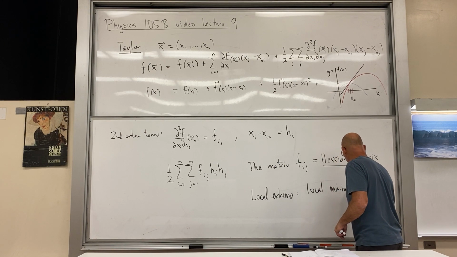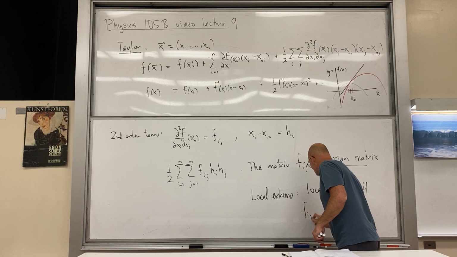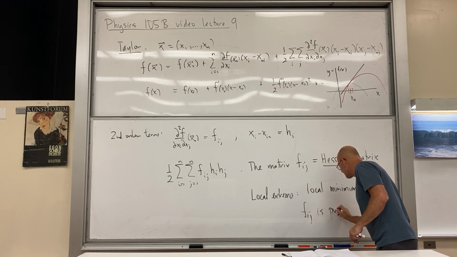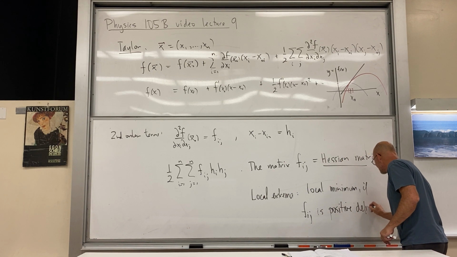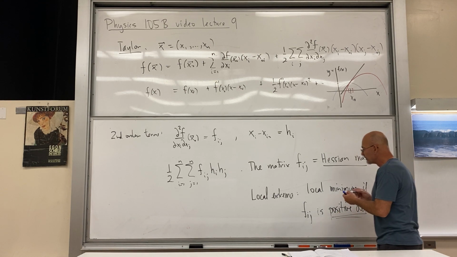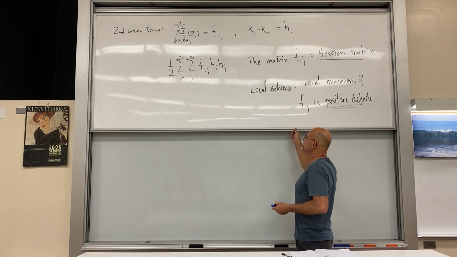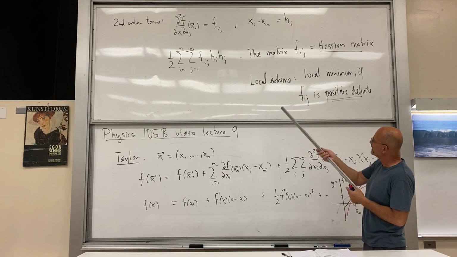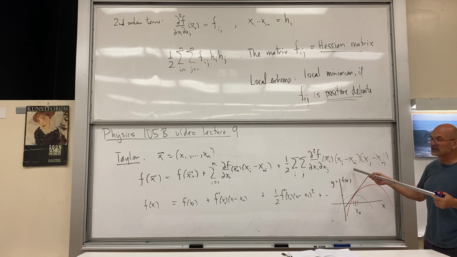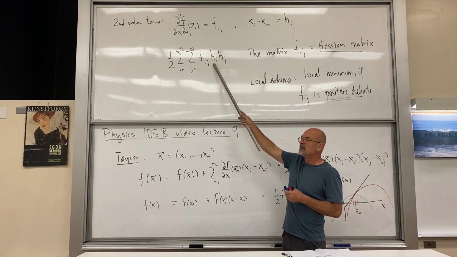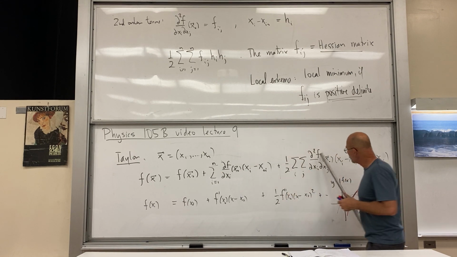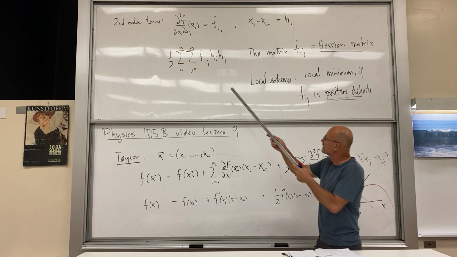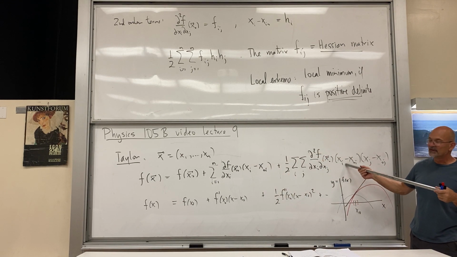We have a local minimum if f sub ij is what's called positive definite. So what is positive definite? This matrix is positive definite if any values of these vectors h_i and h_j always give you a positive number. Doesn't matter what they are, you always get a positive number. In other words, this second derivative term is positive for any x.